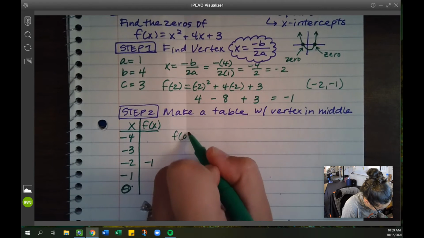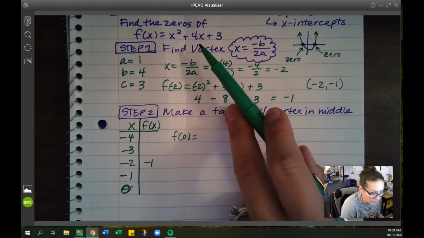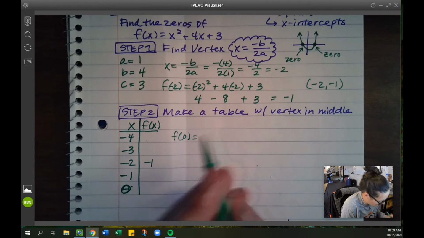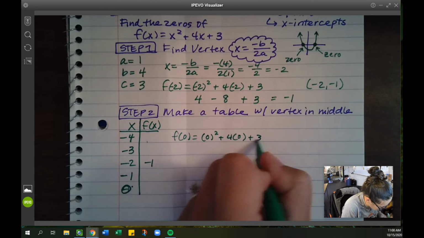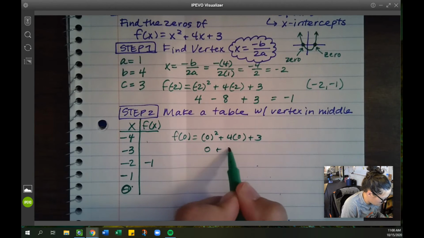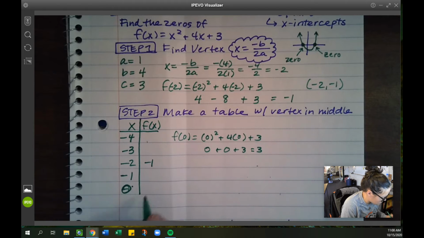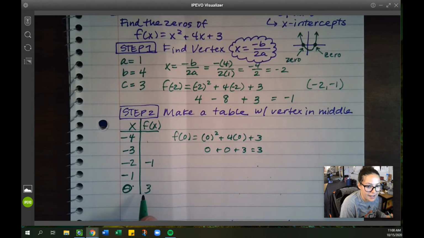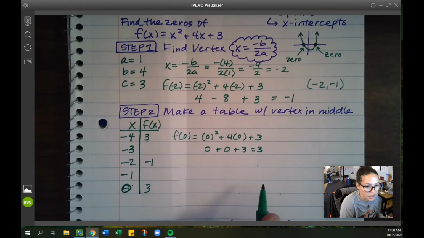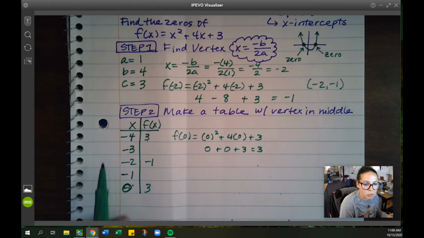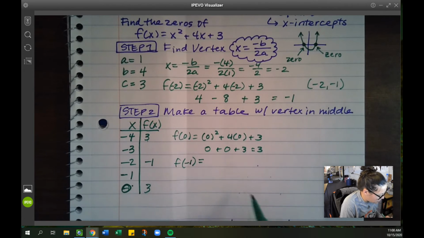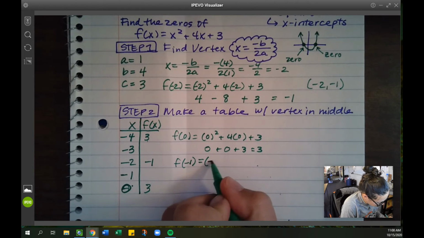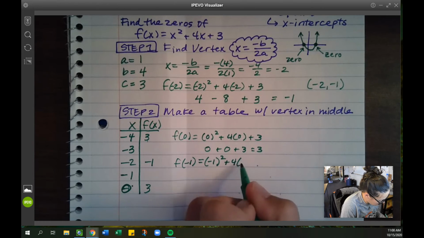So let's do that. F of 0. Here's my equation. X squared plus 4x plus 3. So I'm going to have 0 squared plus 4 times 0 plus 3. Well, 0 plus 0 plus 3 is 3. So since I have 3 here, I also have 3 here. Same thing's going to happen with negative 3 and negative 1. It doesn't matter which one we choose. I like choosing numbers that are closer to 0 if I have the choice. But again, it doesn't matter.